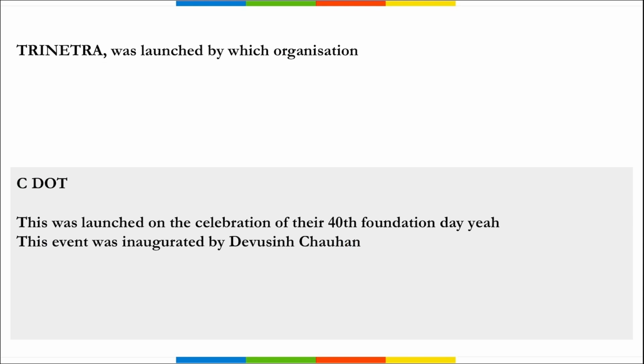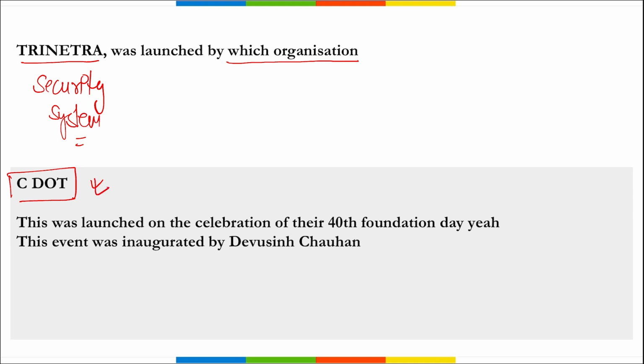Let's start. First is Trinetra. This was launched by which organization? First of all, remember what this Trinetra is. Trinetra is a comprehensive security system, right? Remember, this is a security system that was launched by CDOT, right? What does CDOT stand for? CDOT is your Center for Development of Telematics, correct? So CDOT on their 40th foundation day, that was on 25th of August, has launched this comprehensive security system, that is Trinetra, right?